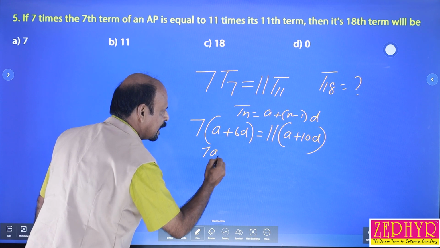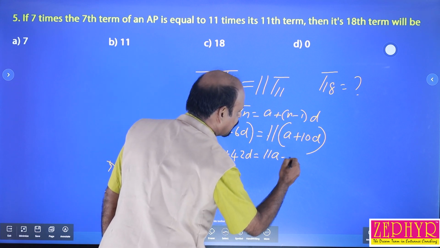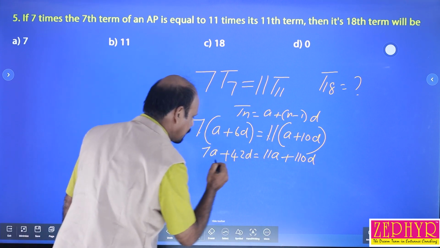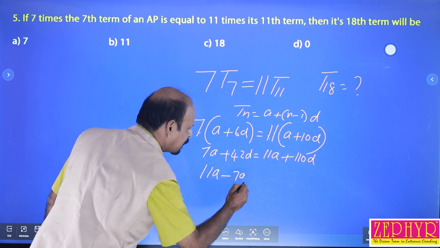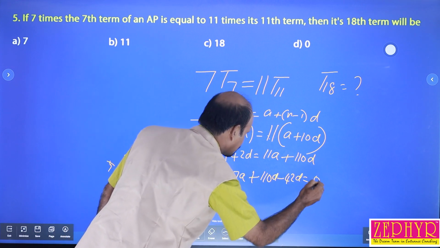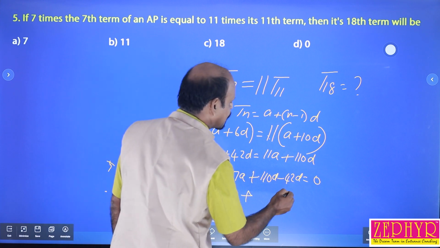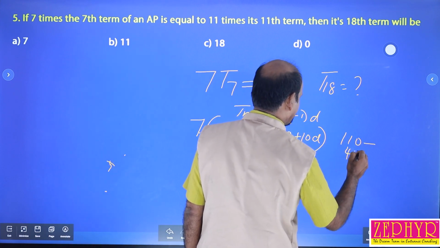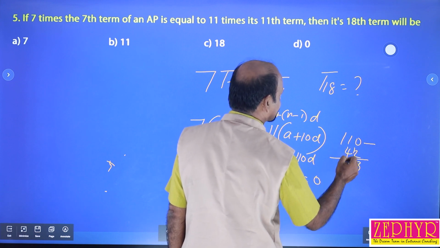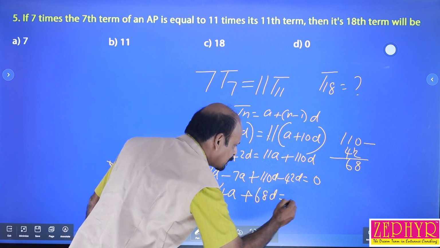You can solve this equation. What will we get? 7a plus 7 into 6, 42d equal to 11a plus 11 into 10, 110d. Solving this, we will get 11a minus 7a plus 110d minus 42d equal to 0. Subtracting, you will get 11a minus 7a is 4a plus 110 minus 42d. Subtracting 110 minus 42, you will get 68. So 4a plus 68d equal to 0.